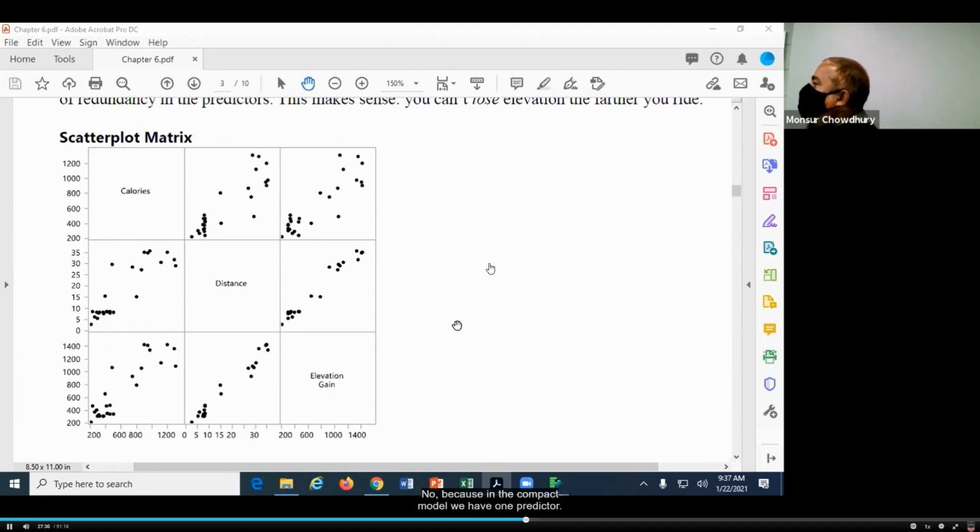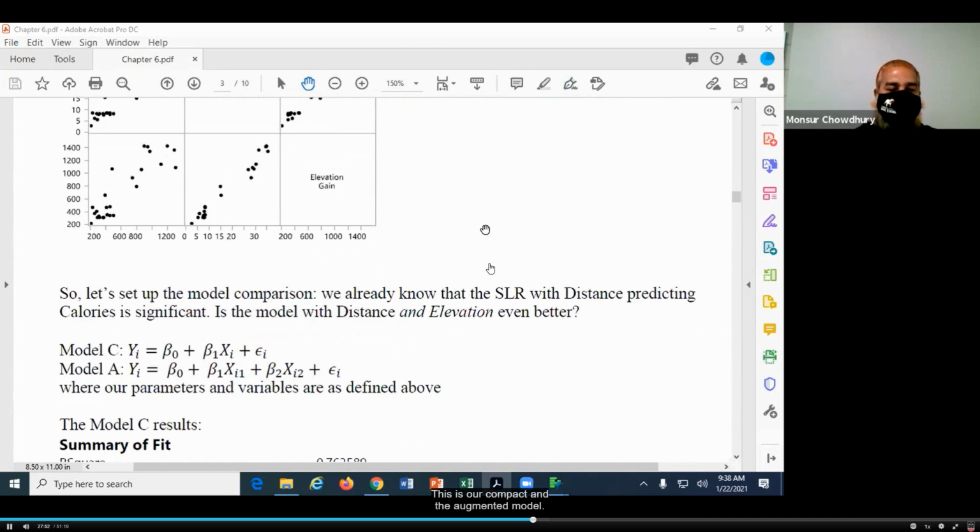No. Because in the compact model we have one predictor, which is the distance that we already included. Yes, Anna says here the compact is distance and the calories, and augmented is calories, distance and the elevation gain. Thank you, Anna, for your answer. So this is our compact and the augmented model.